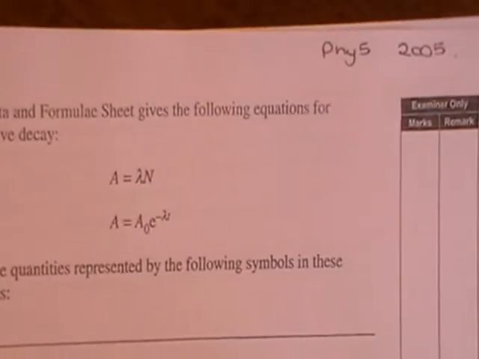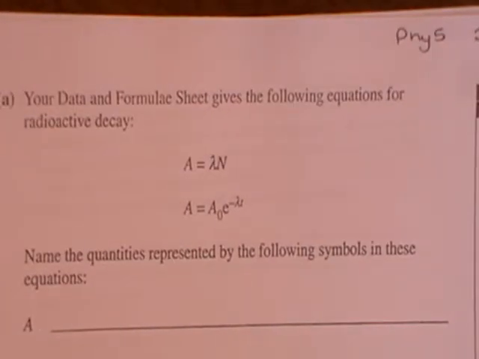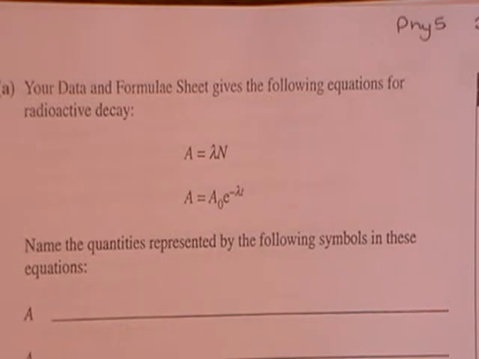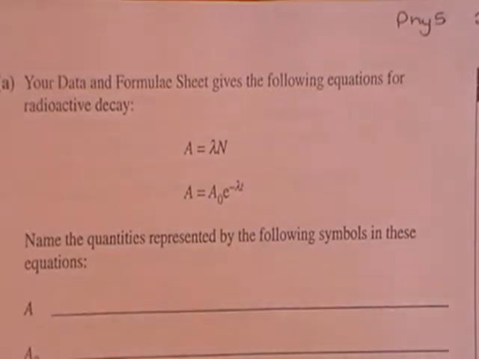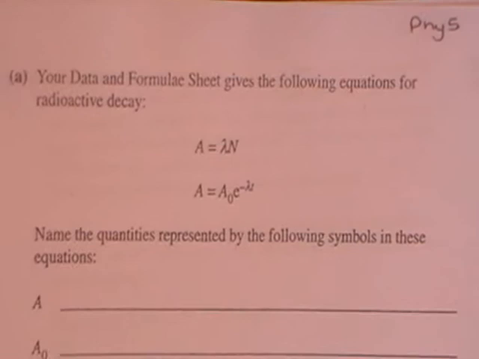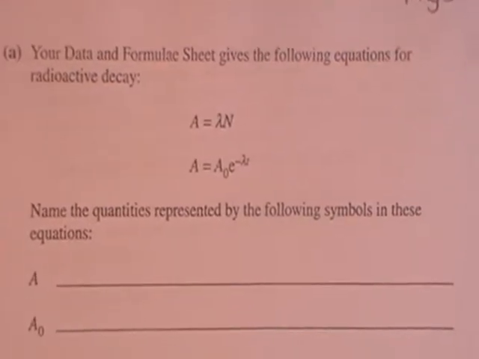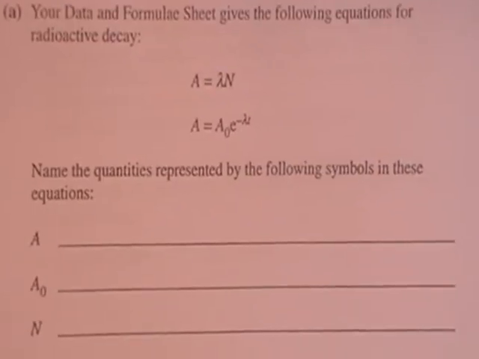This is question 5 from Physics 5 2005. Again, it's June, as these papers are only done in June. Your data and formula sheet gives the following equation for radioactive decay. A is equal to lambda N and A is equal to A naught e to the minus lambda t. Name the quantities represented by the following symbols in these equations.